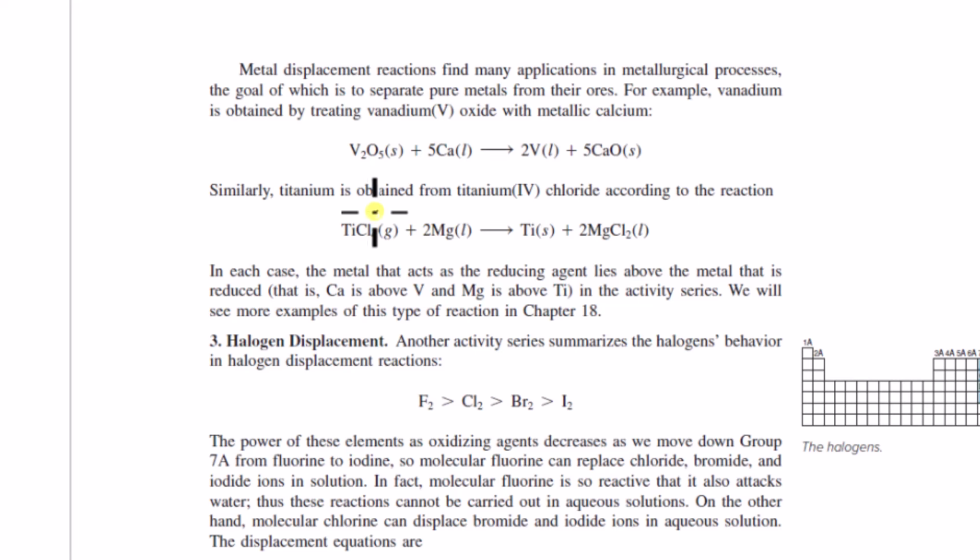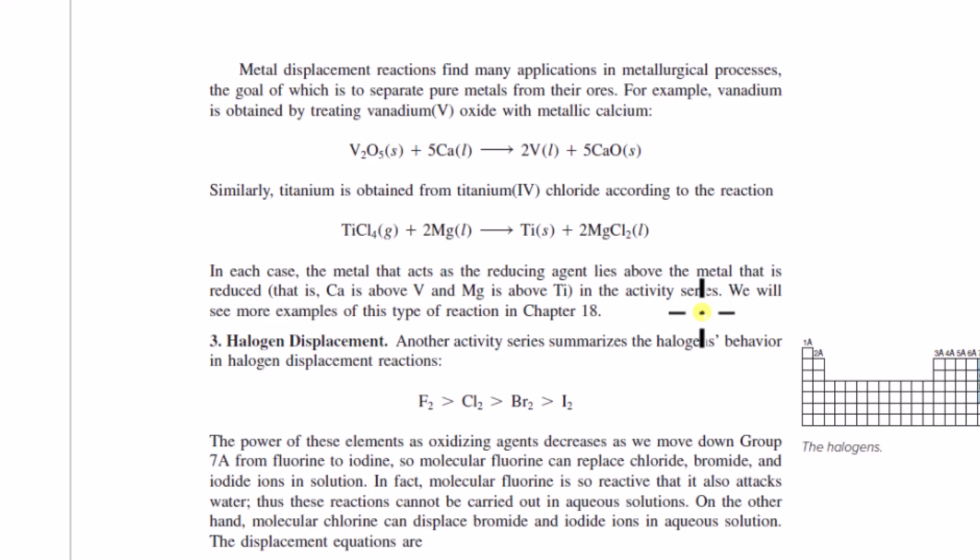Similarly, titanium is obtained from titanium 4 chloride according to the reaction. So you've got liquid magnesium and titanium chloride gas dissolved, right? That's a good enough environment to, if it is energetically favorable, so magnesium is above titanium in the activity series, so the magnesium displaces the titanium. Okay, and so it says, in each case, the metal that acts as the reducing agent lies above the metal that is reduced in the activity series.